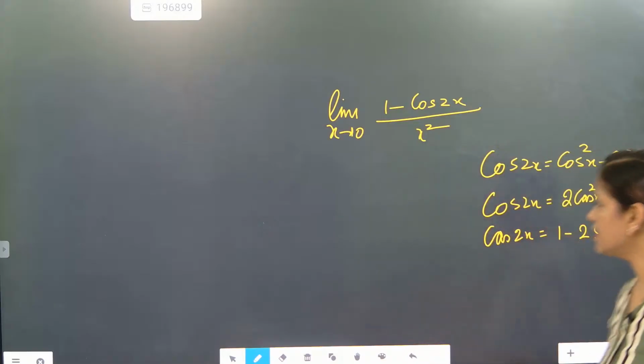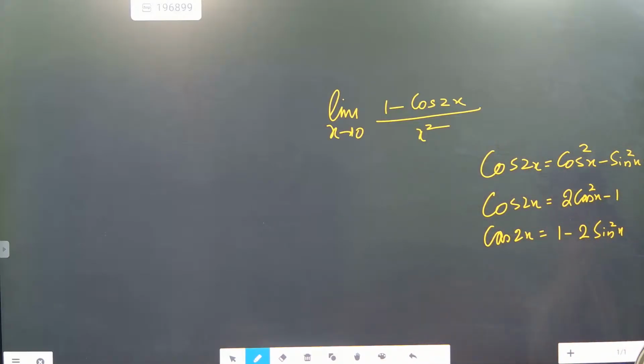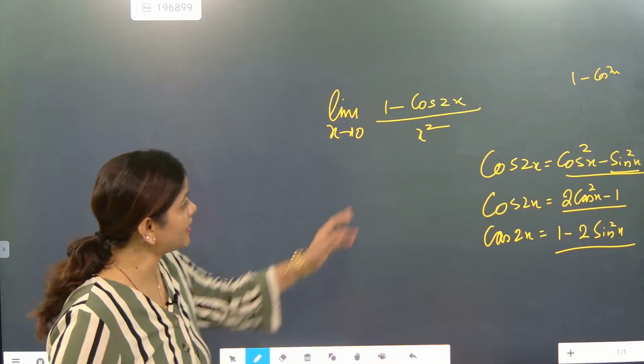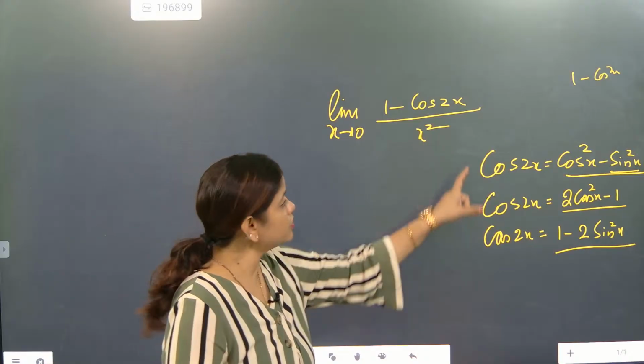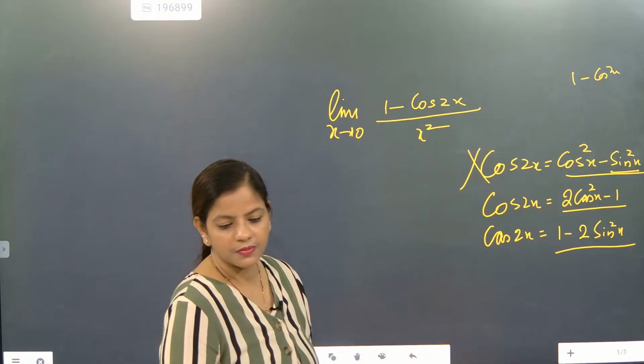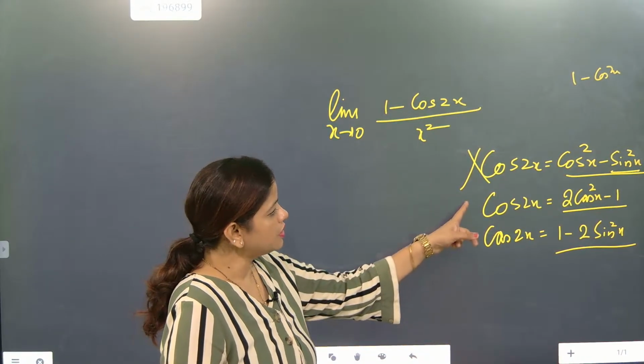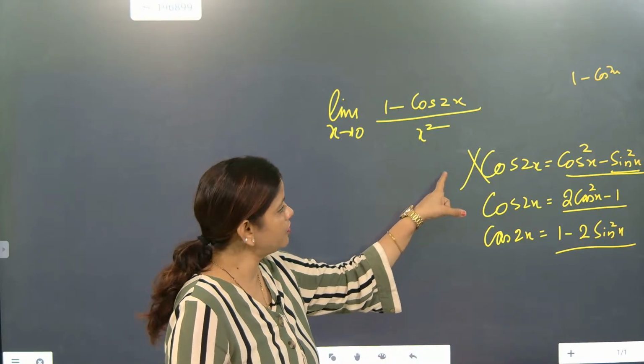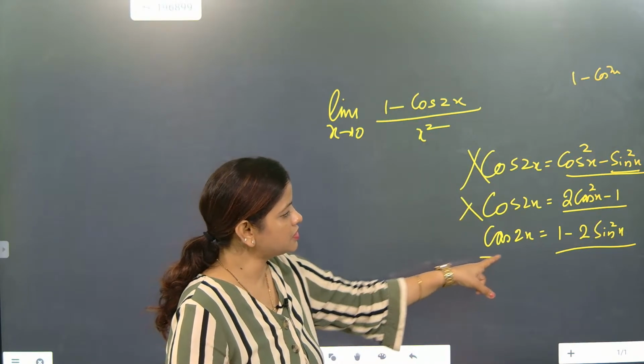No, 1 will not be the answer. Check one time. Sin square x will become 1 minus cos square x. So minus minus plus, this is the format. Here in the denominator it is written as x square, so I can't use this formula. Here also, cos is there and the denominator is x, so I can't use this formula either. So let's play with this part.